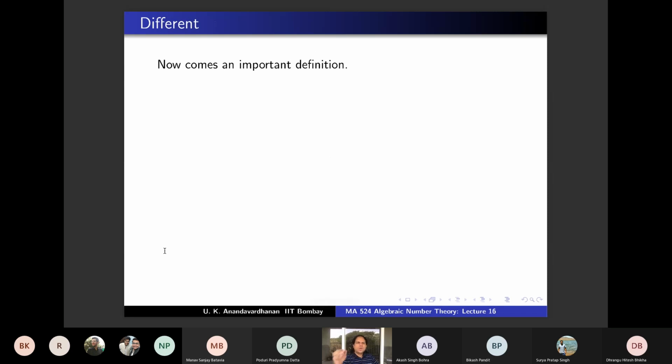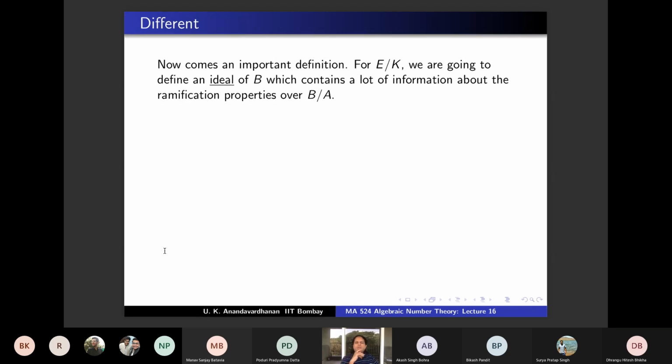Okay. So now we are going to introduce the definition of the different. It's going to be an ideal. For E over K, we are going to define an ideal of B, which contains a lot of information about the ramification properties of B over A. It's called the different, and the notation is d B over A, the different of B over A. It's an ideal inside B. And the definition is, we have introduced the notion of dual lattice for E over K, and take its inverse.